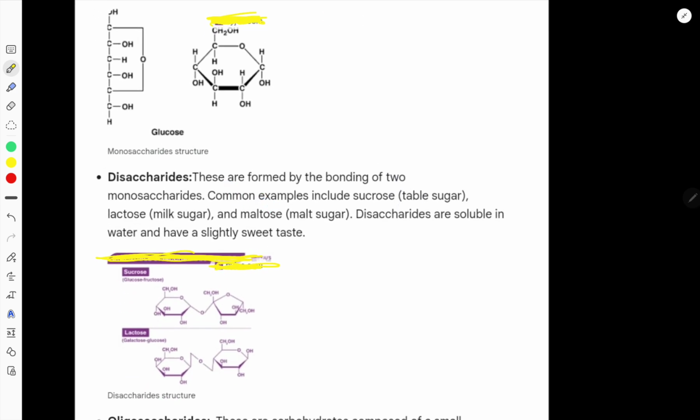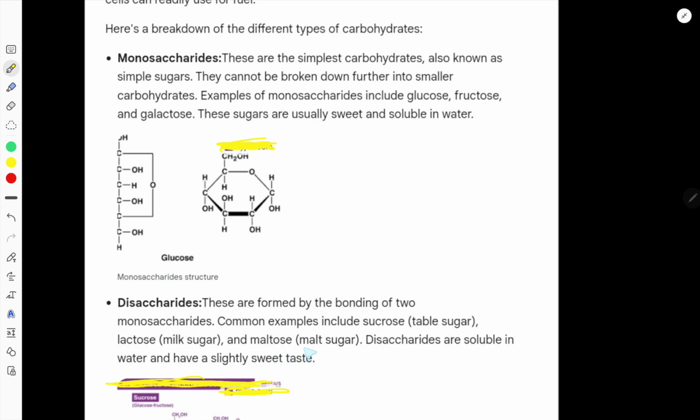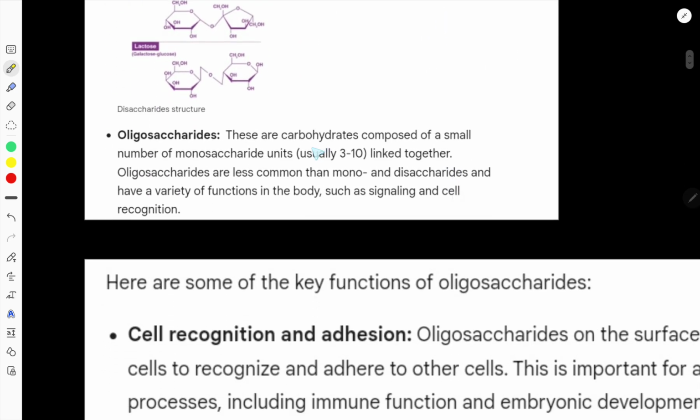Disaccharides are formed by the bonding of two monosaccharides. Common examples include sucrose, which is called table sugar, lactose, which is called milk sugar, and maltose, malt sugar. Disaccharides are soluble in water and have a slightly sweet taste. All monosaccharides and disaccharides are sugars. Remember this. Oligosaccharides are carbohydrates composed of a small number of monosaccharide units, 3 to 10 linked together, but somewhere you will see 2 to 10. That is, disaccharides are included in oligosaccharides. However, we have taken it separately.